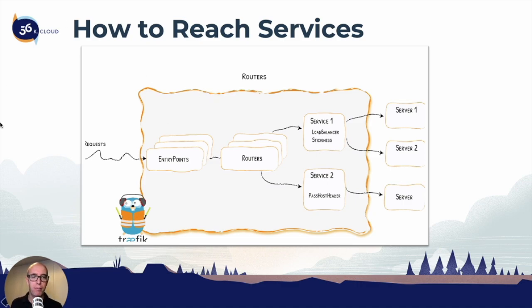Now, how do we reach services? We love our diagram. So let's look through our diagram once again. We have the request coming in. We have our default entry points. And remember, entry points are ports. So port 80, 443, or whatever ports we have defined.